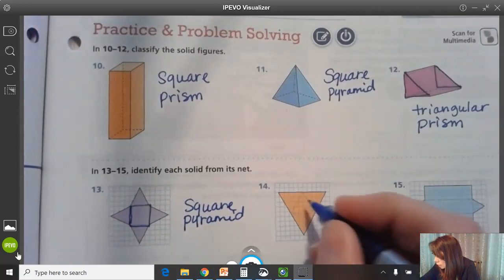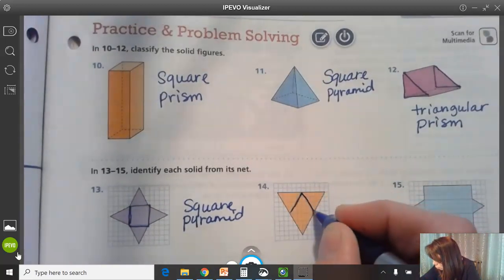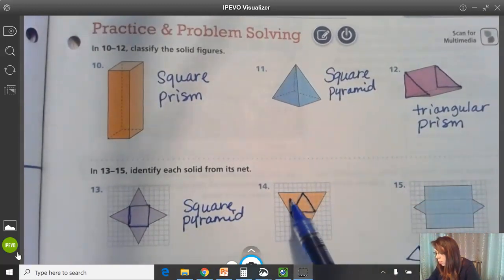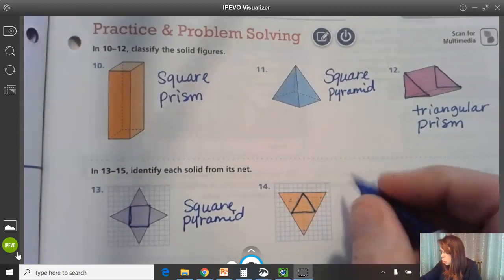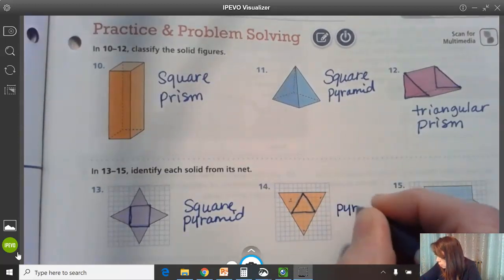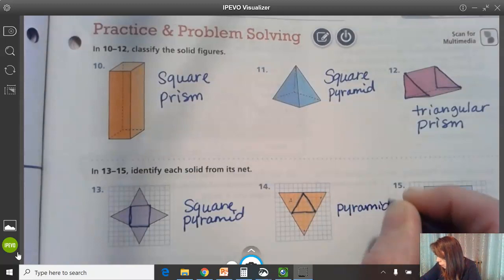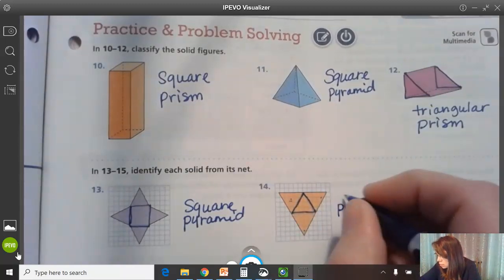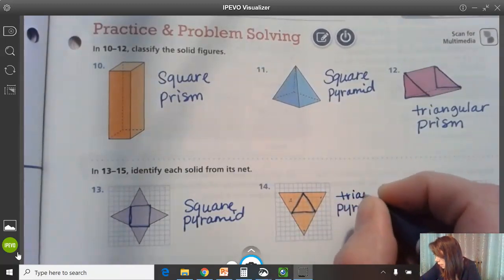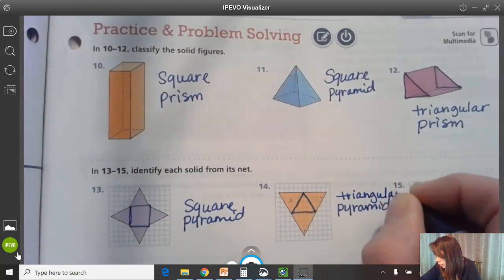Number 14, we have our base in the center, and then the outside is all triangles, so we know it's a pyramid. And then the center base is a triangle, so this is a triangular pyramid.